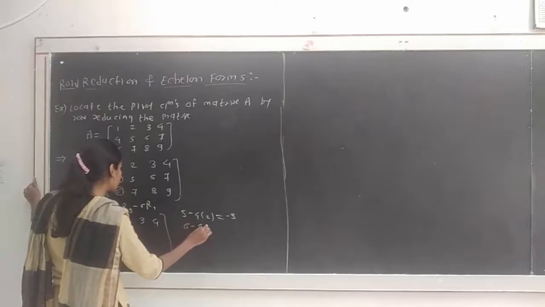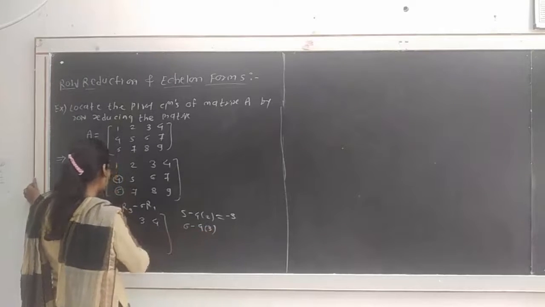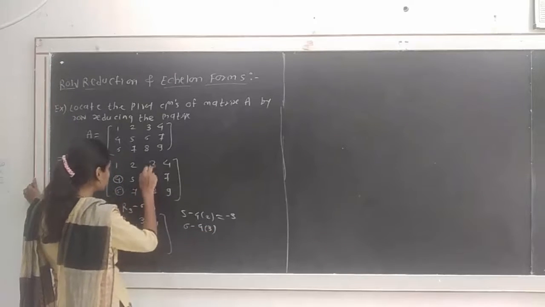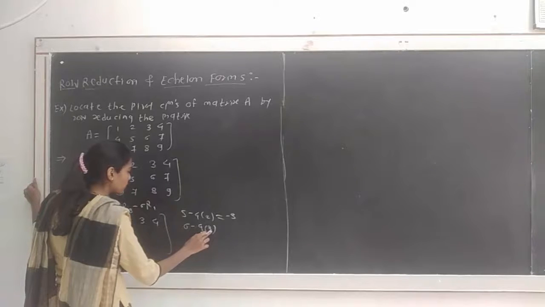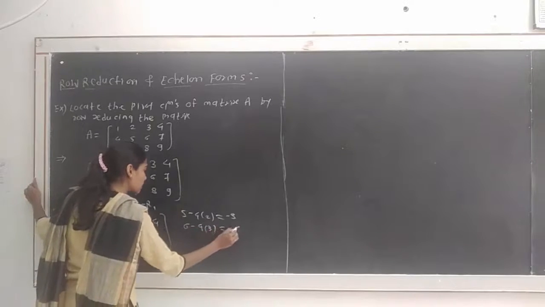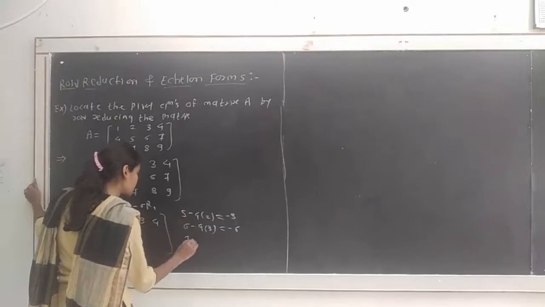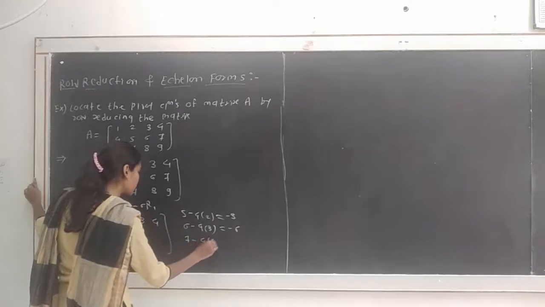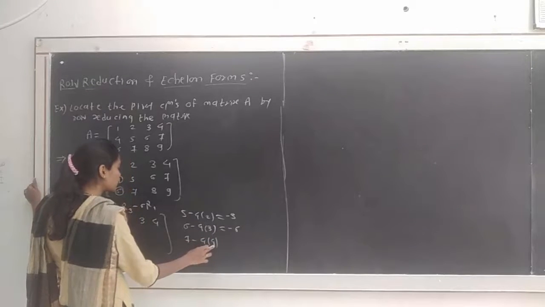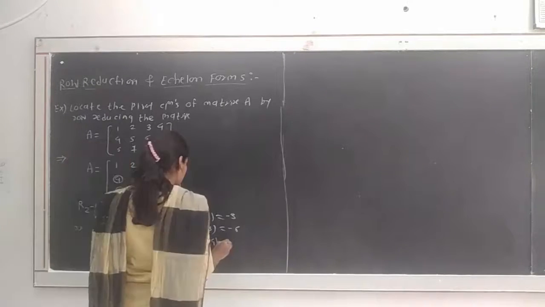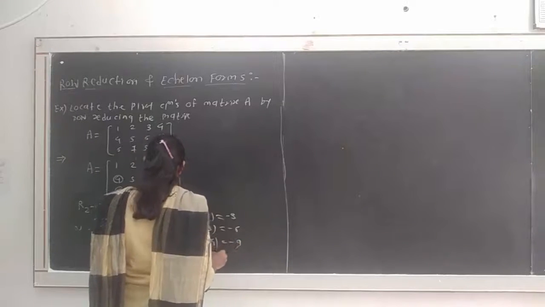6 minus 4 into 3. So 4 into 3 will be 12. 6 minus 12 we get minus 6. Next entry will be 7. 7 minus 4 into 4. So 4 into 4 will be 16. 7 minus 16 we get minus 9.